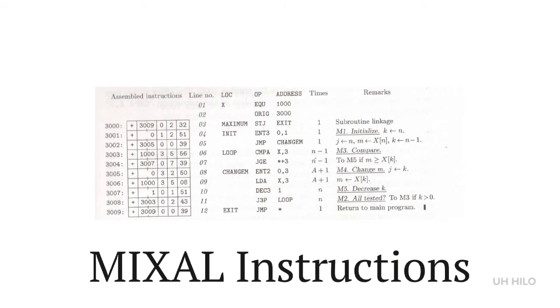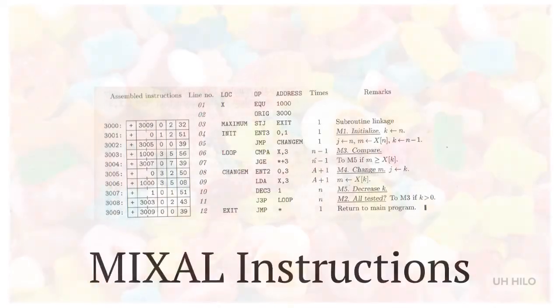The net effect of this program is that we initialize the variables first. Next, we determine whether x sub k is less than or equal to the maximum. If it is, we decrease k and check to see if they are all tested. If x sub k is greater than the maximum, we set the maximum to x sub k and check to see if we have tested everything in the array.